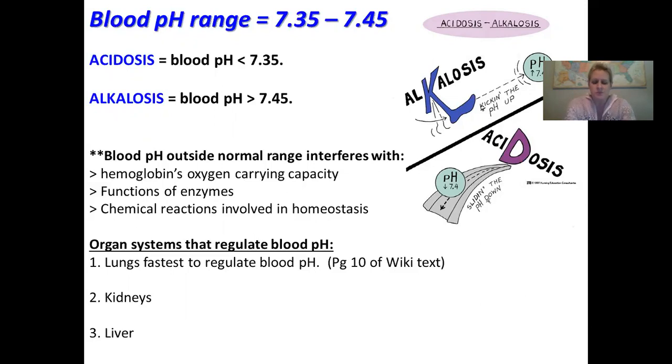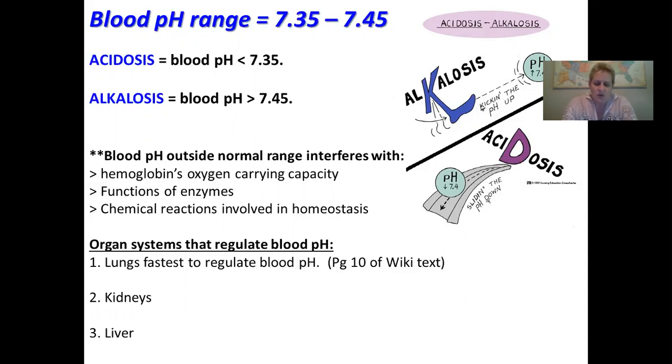Okay, so the system that regulates blood pH the fastest is going to be your lungs. Your lungs can change your blood pH within seconds, and we'll cover that when we get to that chapter. That's the fastest. And so if you type in page 10 on the wiki textbook on your PDF, it'll bring you right to where I talk about that.